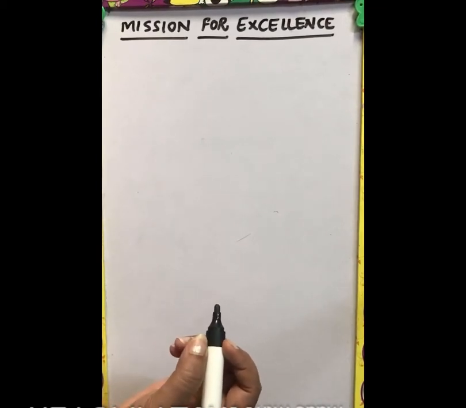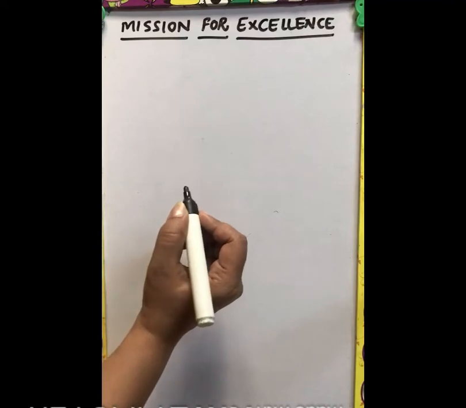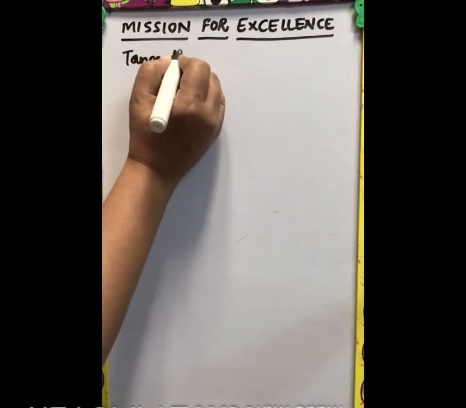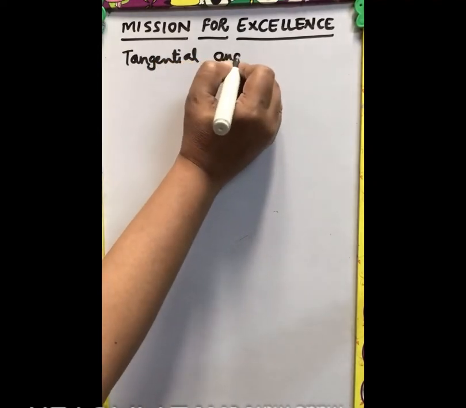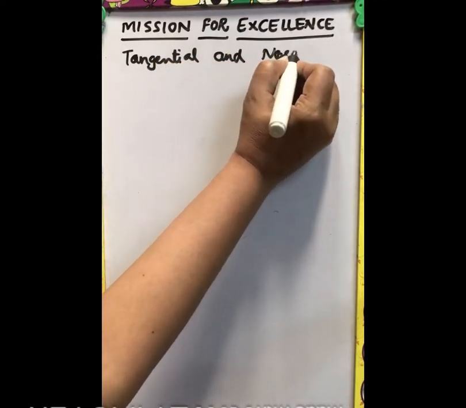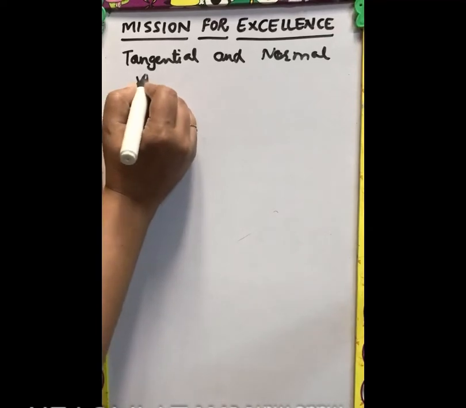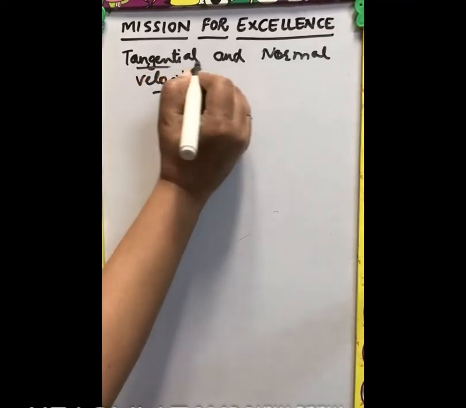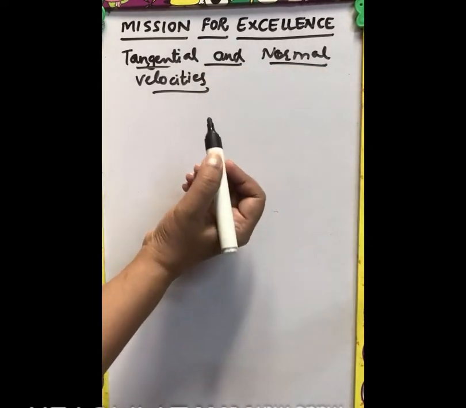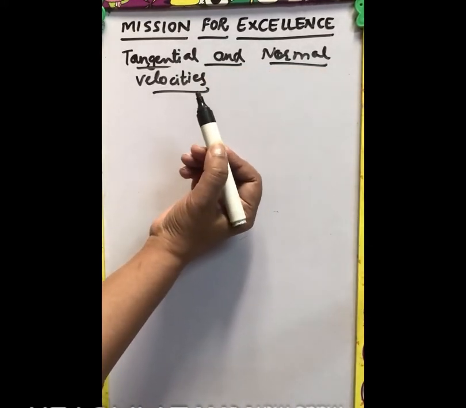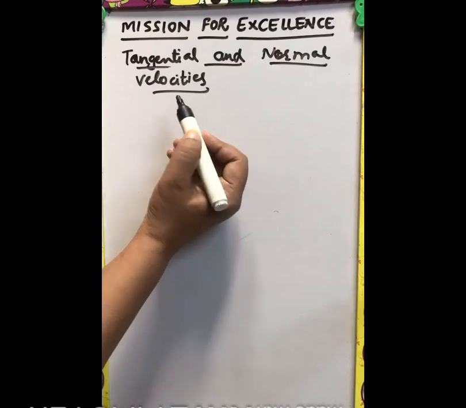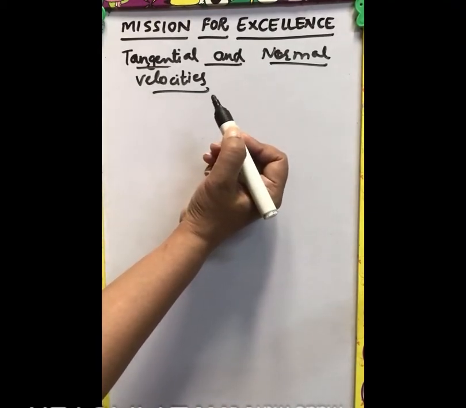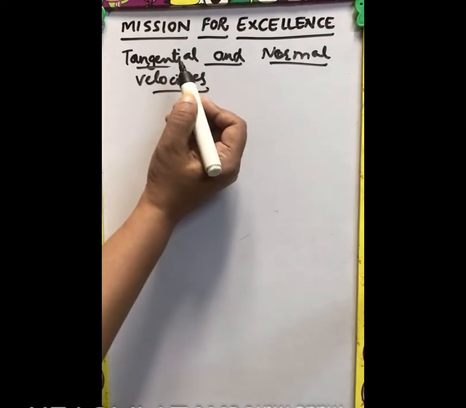Today we will do tangential and normal velocities. Tangential and normal velocity. Tangential velocity means the component of the velocity along the tangent of the curve. And normal velocity means the component of the velocity perpendicular to the tangent.